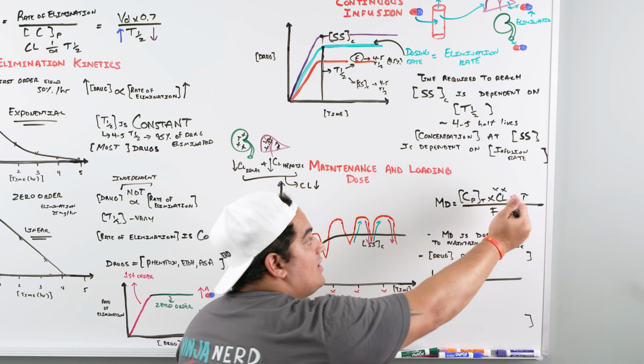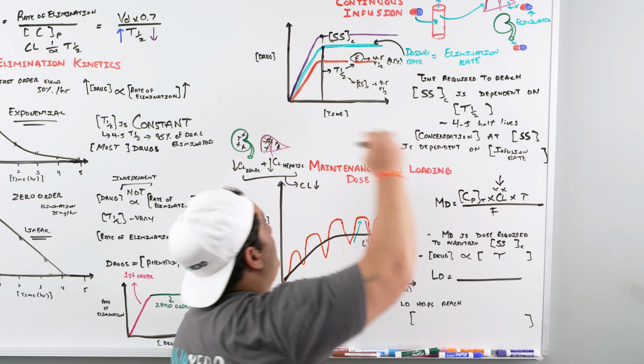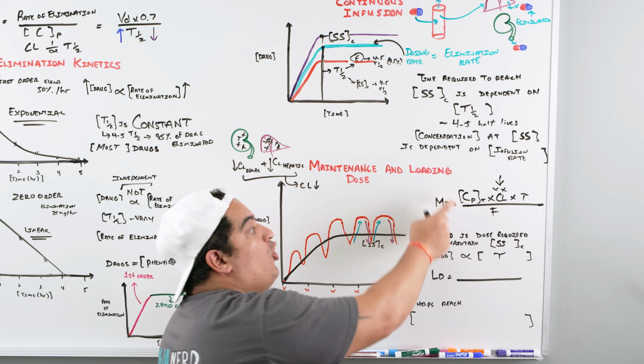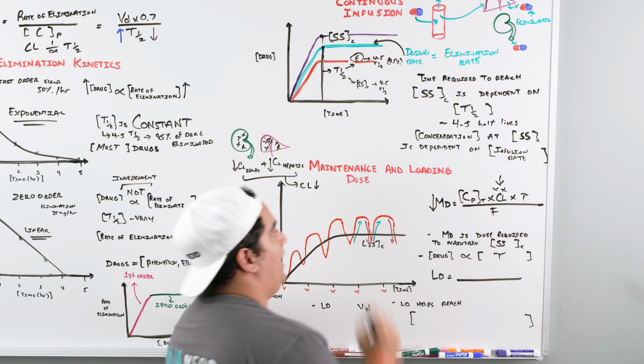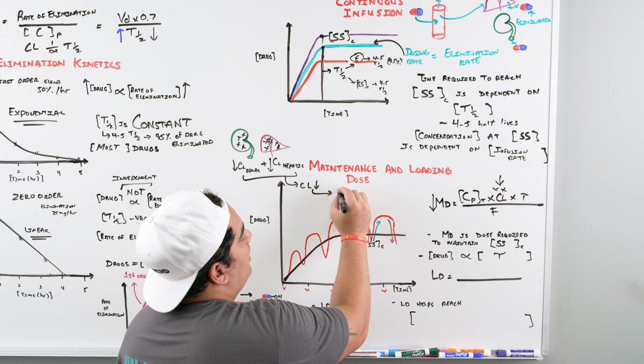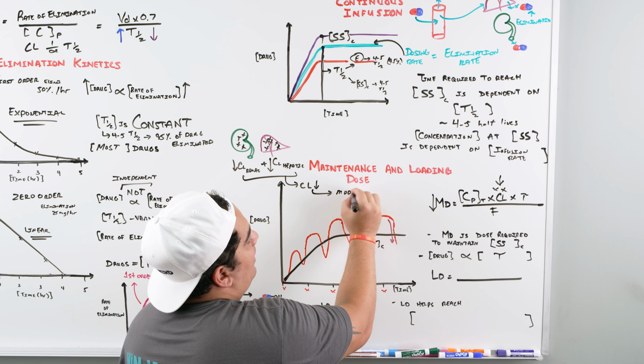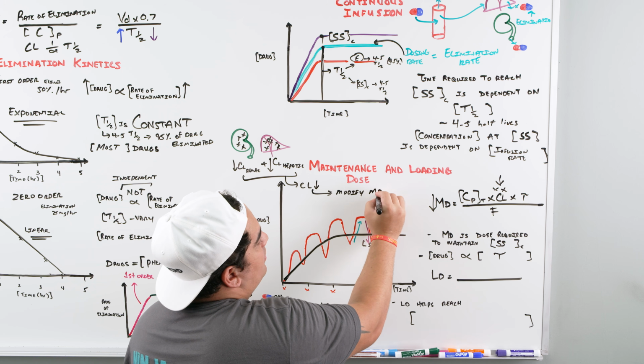So when clearance is diminished, in situations like renal dysfunction or hepatic dysfunction, what do you need to do to the maintenance dose? You need to decrease the maintenance dose. So remember, whenever there is decreased clearance, you need to modify your maintenance dose.